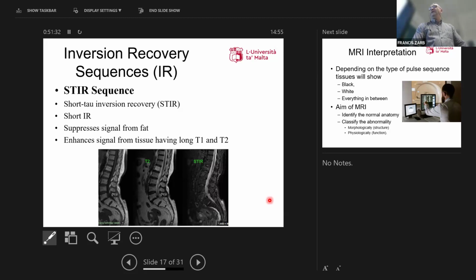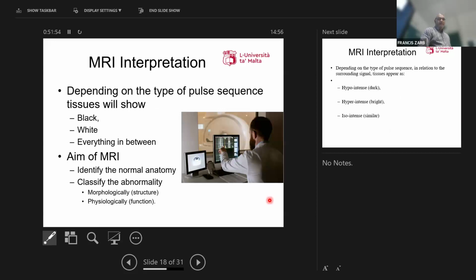Mela l-iktar biex tara l-STIR ħafna drabi fil-spine jekk ikollok trauma fil-bone marrow. Għax l-spine is a spongy bone u jkollok il-bone marrow. Bone marrow is fat. Jekk għandek changes in bone marrow, tumors. Mela, depending on the type of pulse sequence, tissue will appear either black, white, or anything in between.